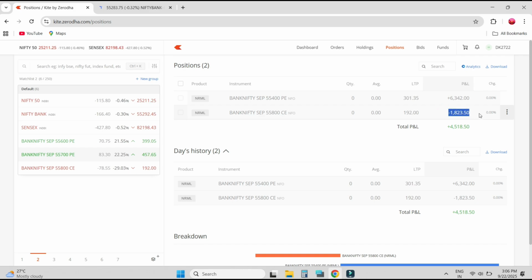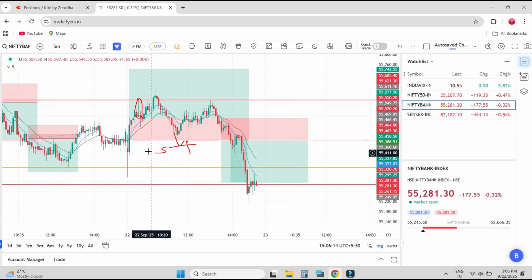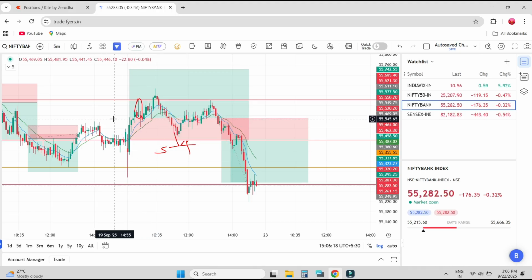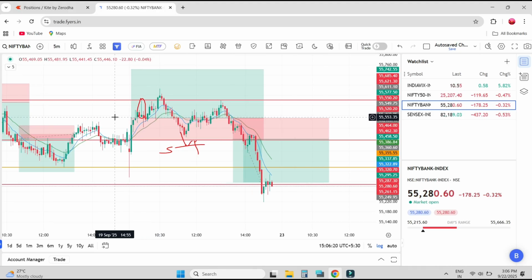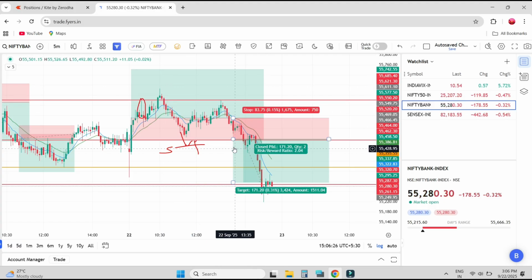Please don't ignore those videos because you'll learn many things: how I was controlling my emotions when the trade was going negative. I actually saw 3,500 rupees profit, and from 3,500 it went to negative, and I ended up taking a loss. You can imagine how my mindset was. This is how we have to develop our mindset. There's no other way. This is the first trade.